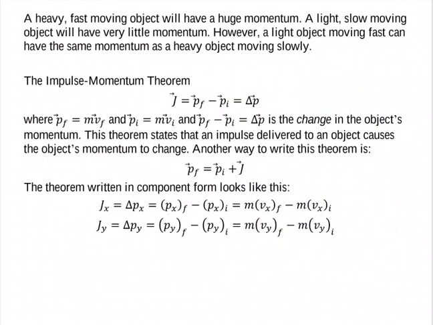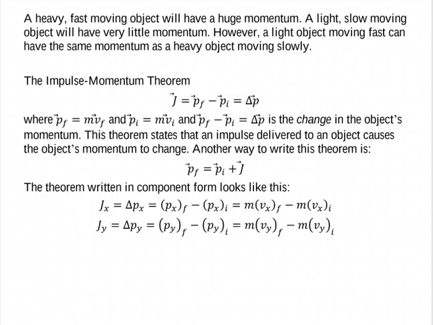So a heavy, fast-moving object will have a huge momentum. Think of a train. That is a heavy object. If it's moving fast, so not when it's coming to a stop in the train yard, it has an enormous momentum. It takes a lot to get that thing to stop. A light, slow-moving object has very little momentum. It's super easy to get that thing to stop. However, a light object moving fast can have the same momentum as a heavy object moving slowly.